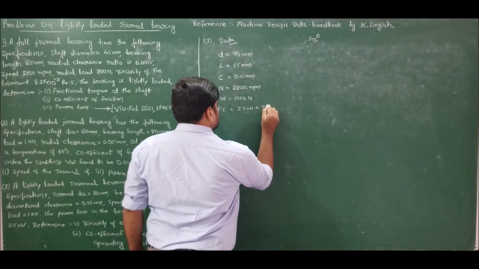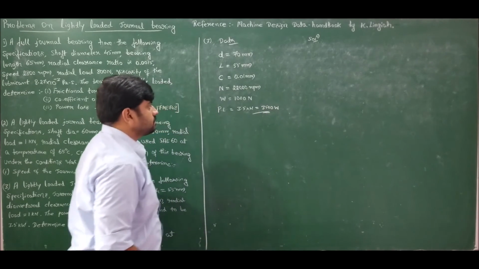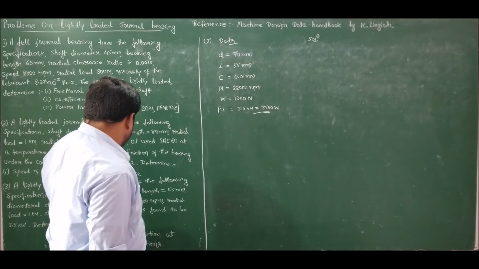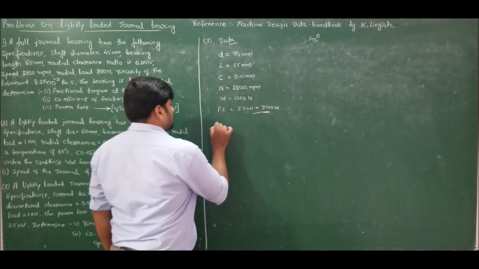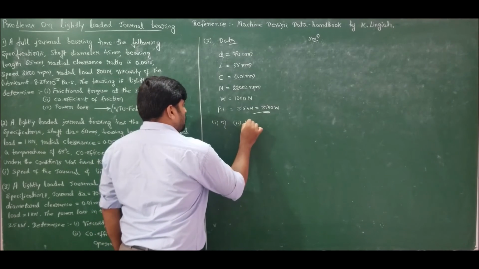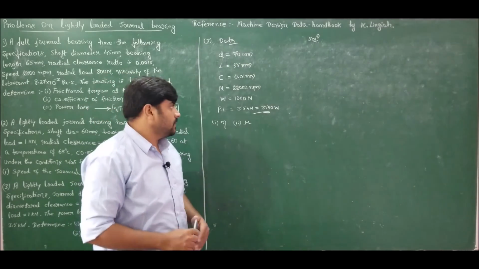3.5 into 1000, that is 3500 watts is the power loss. Now he is asking us to calculate viscosity of oil and coefficient of friction. Since the bearing is lightly loaded, I can use Petrov's equation.